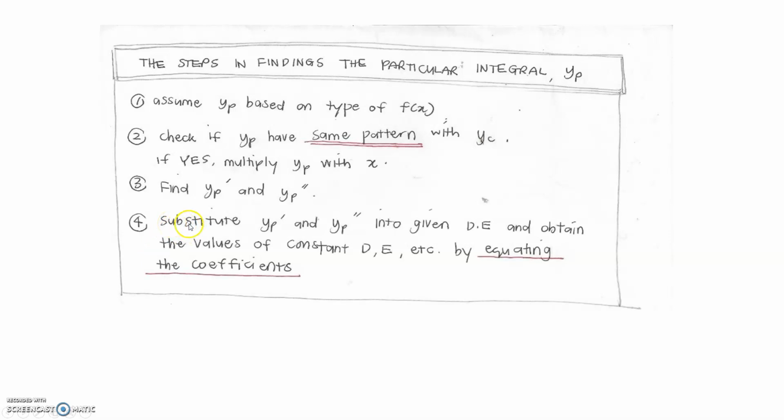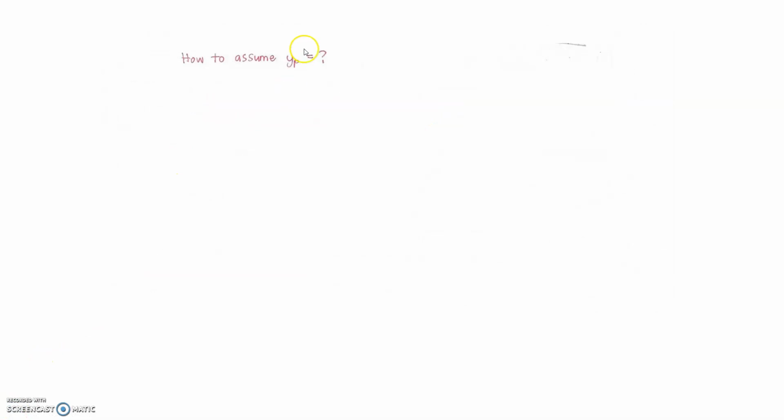The last step, you need to substitute the YP prime and YP double prime into the given DE and then obtain the values of the constants by equating the coefficients. Later we will see these steps in detail when doing the exercise. So how to assume the YP based on the type of fx?